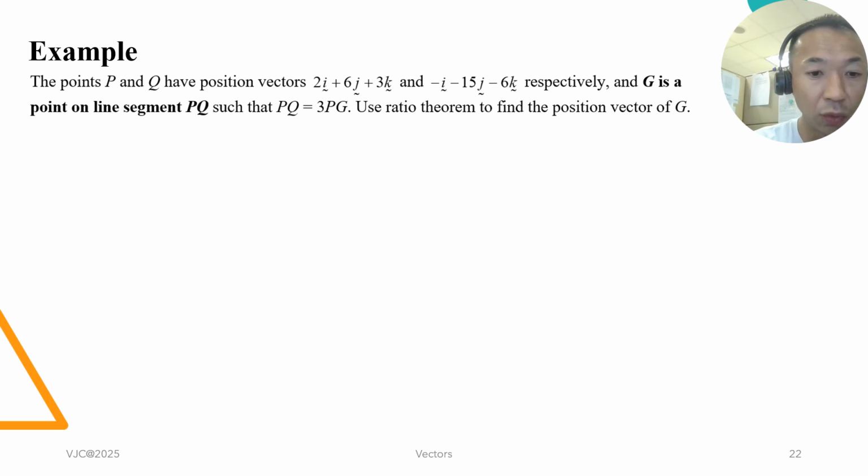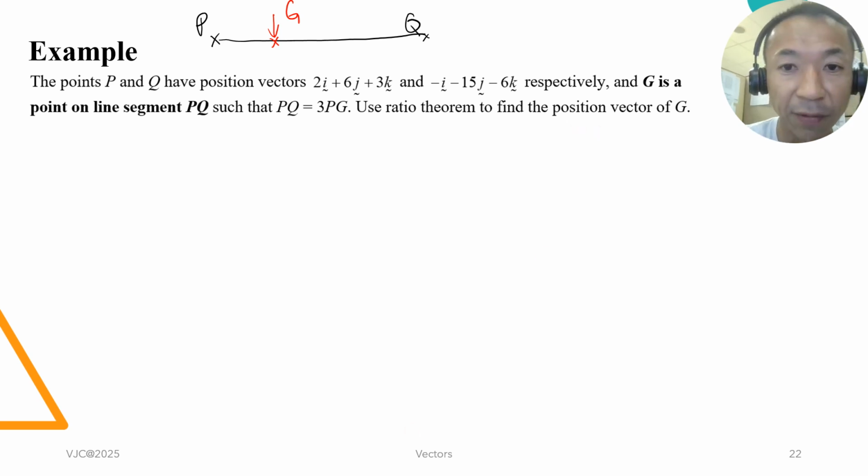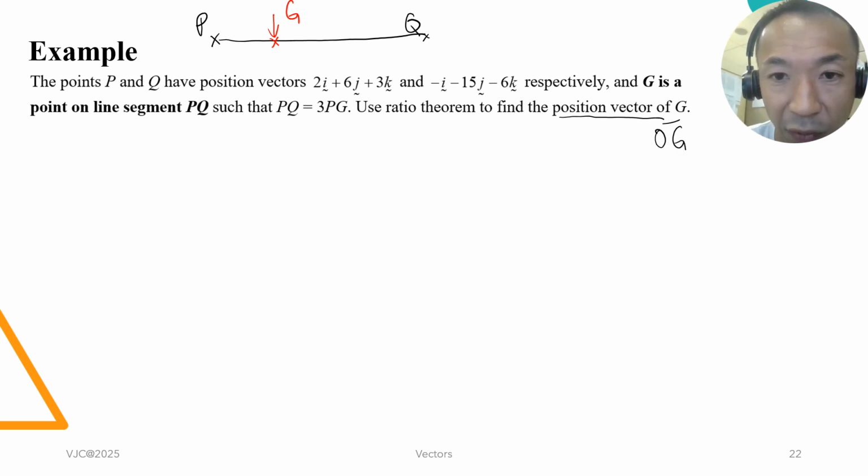On the line segment, usually what I would do is draw P here, Q here. Then what we are saying is G is somewhere in between here. We are about to use ratio theorem to find the position vector of G. Basically, the position vector of G is just OG. Now, if you recall ratio theorem, we should be able to use it to find OG.